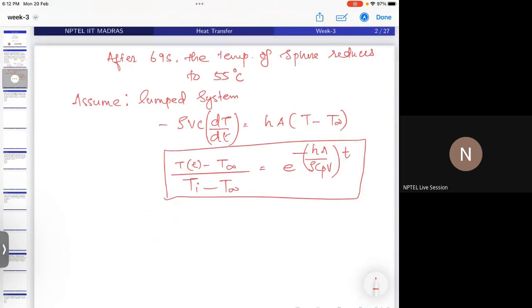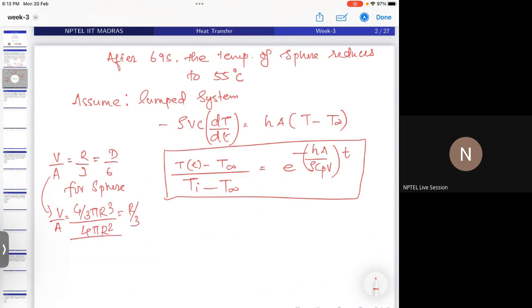So we only need to find V by A, or A by V, which is equal to R by 3, which is equal to D by 6 for a sphere. Okay, so how to calculate this? V by A is equal to the volume of the sphere, 4 by 3 pi R cube, divided by the surface area of the sphere, 4 pi R square, which will give R by 3.